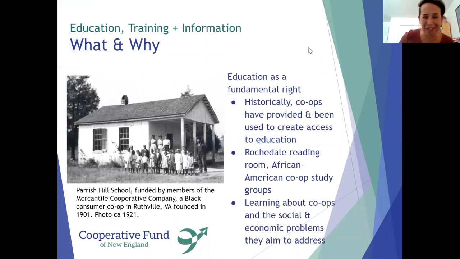So Issa, you set this up really well. Education and training, as a principle in the co-op movement, really comes from the idea that education is a fundamental right. In particular, in the Black co-op movement in the US, this was so core that some Black consumer co-ops actually funded starting schools in their community to create educational access for young people where there wasn't effective public education. Also, the Rochdale pioneers that started the co-op movement in England, one of the first things they did was establish a reading room. So even before the co-op exists, a lot of the time there's this formational period of education and training. Next slide.